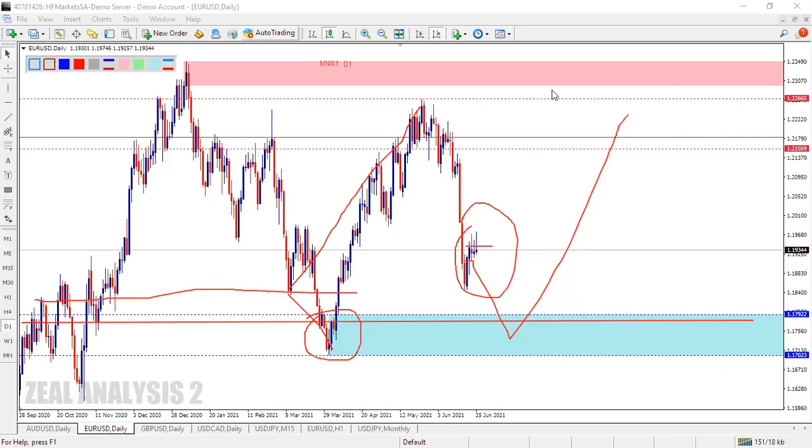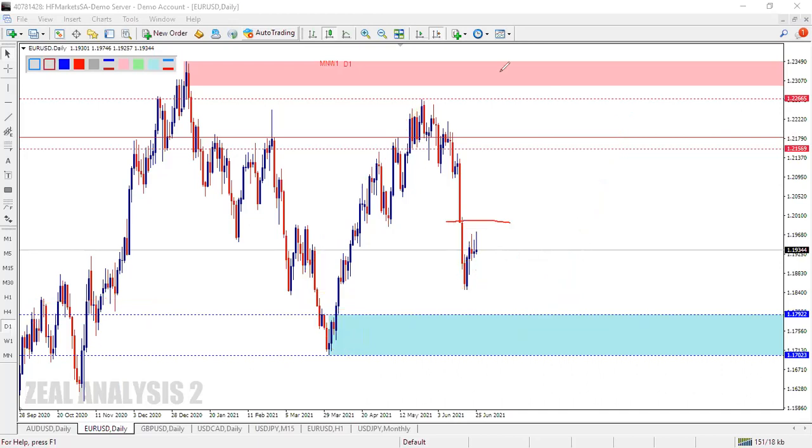There's this hidden base right here at the daily time frame. That's the hidden base that we're talking about. This hidden base is aligned with a structural level within price. This is the hidden base right there.